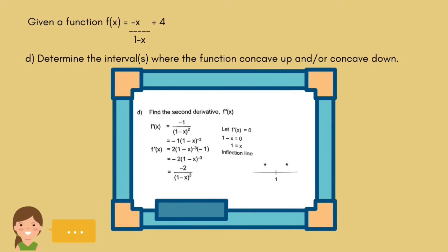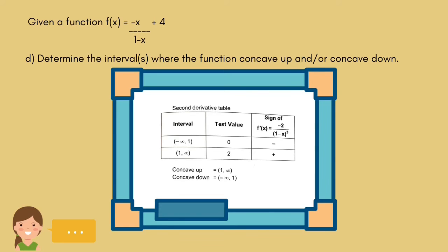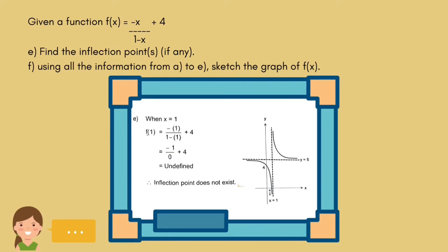Next one, D. We have to determine the intervals where the function is concave up or concave down. First step, we have to find the second derivative function. We will use the quotient rule on the first derivative function, and then let the second derivative function equal to 0. Construct the inflection line and the second derivative table. By substituting the test value into the second derivative function, we will determine the concave up and concave down. If we get a positive value, it will be concave up, and if negative value, it will be concave down.